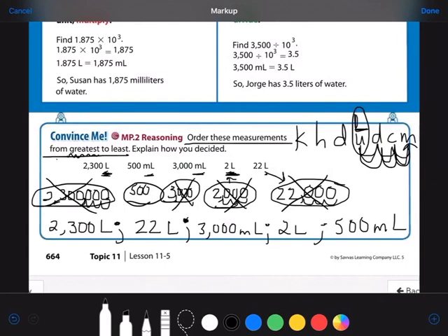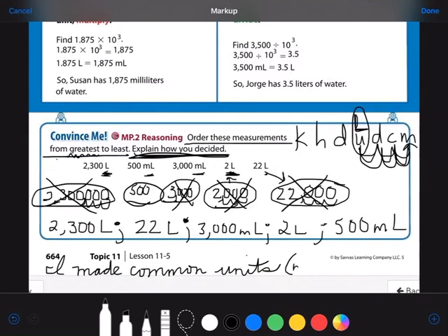How did we decide? It says explain how you decided. Well, all I had to do was I made common units. The common units I chose to use were milliliters. Then once I was done with that, all I had to do was order. Then I ordered them. If you need to pause the video and take the time to write your sentence, you can do that now.